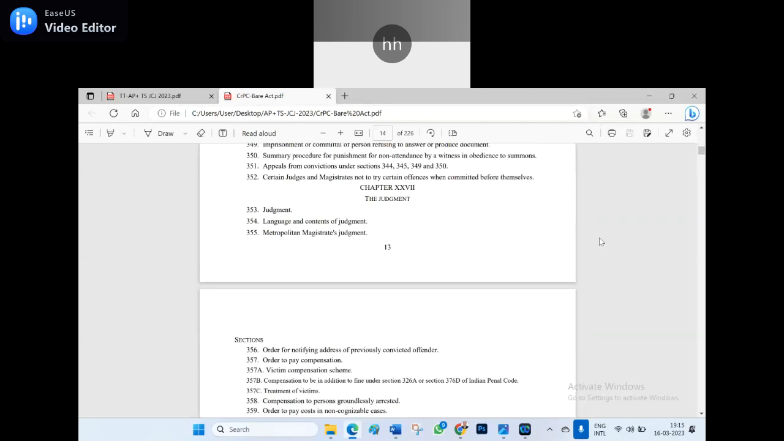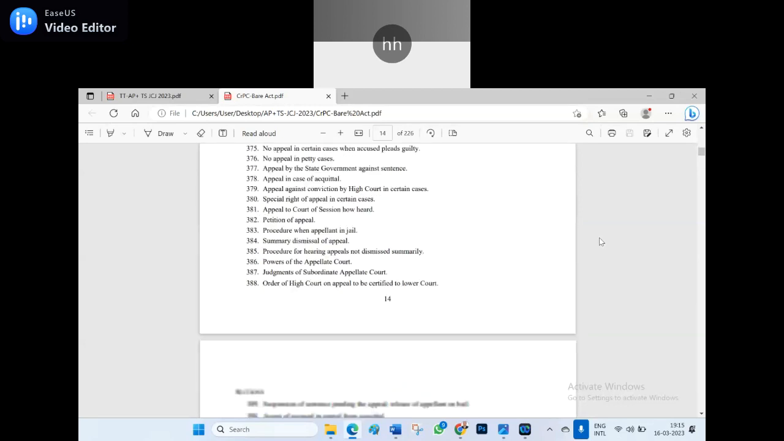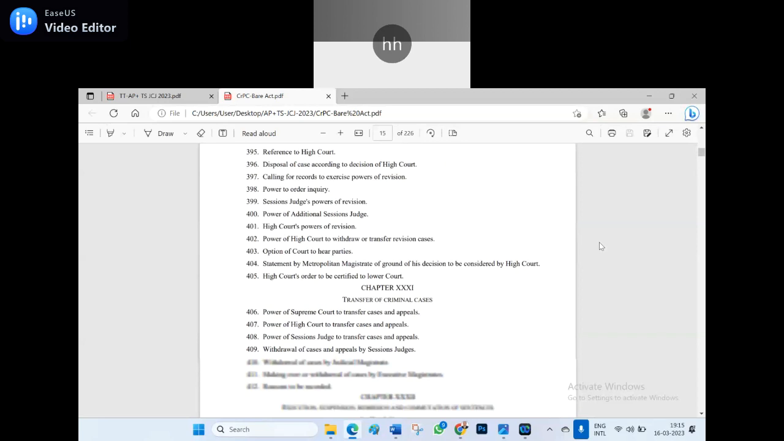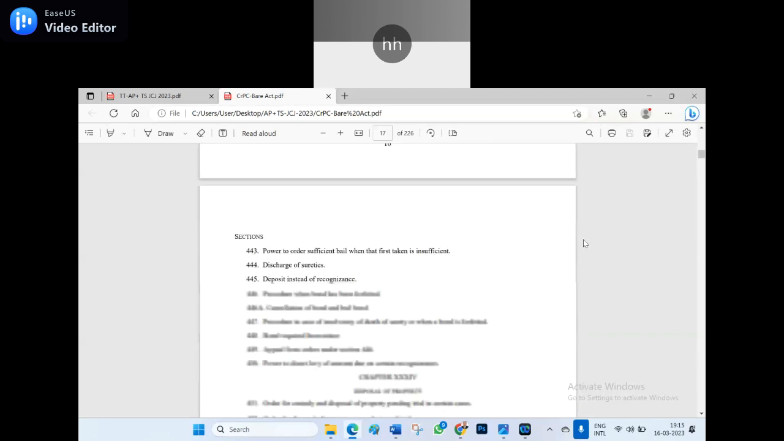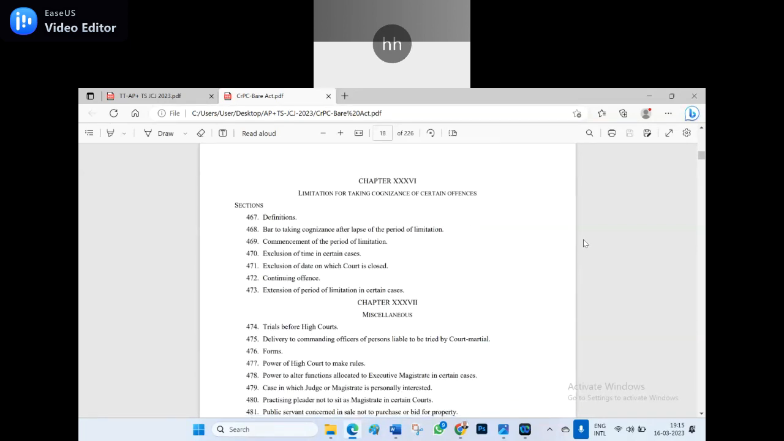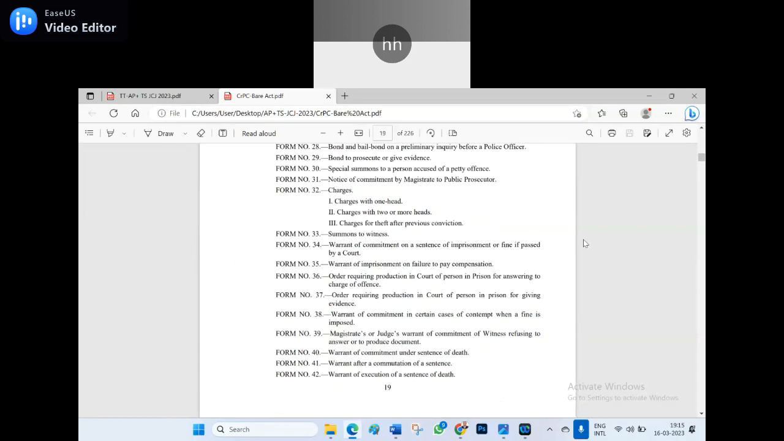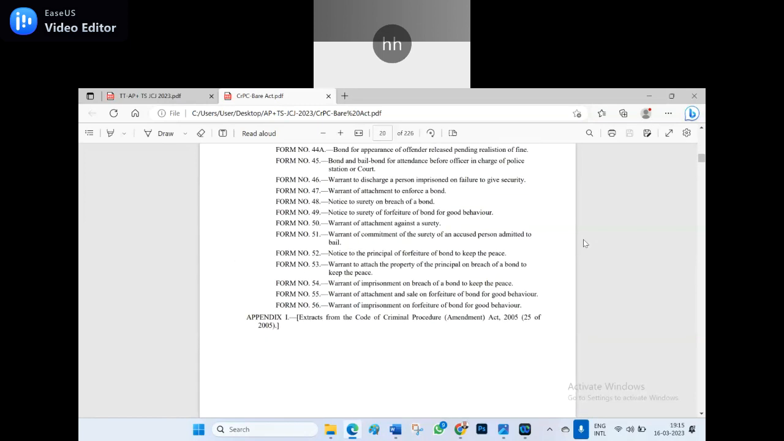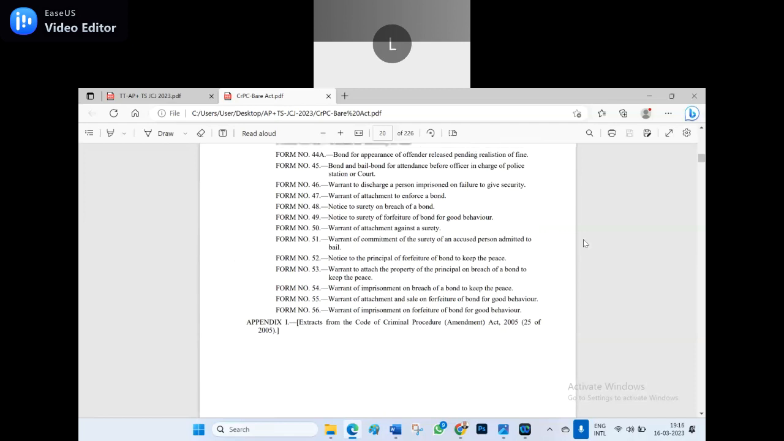How many schedules are there in the CrPC? Supplementary question. How many schedules? How many chapters? We read the chapters. Okay, how many forms? Forms are 56. 56 forms. Appendix is 1. Schedules are?